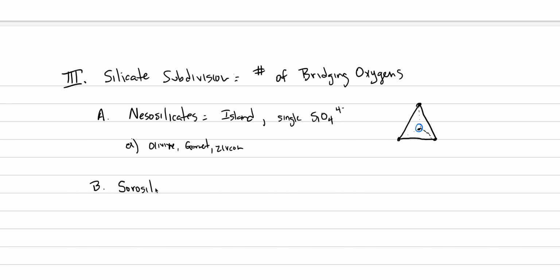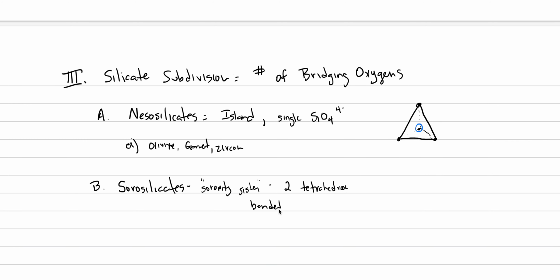Sorosilicates is our next little subdivision to talk about. When I see soro, I'm in a university, I think of sorority and like sisters. And so that's what's going on here, two of them end up being bonded together. Sorority sister is what I think about when I think of this. And so what we have is two tetrahedra bonded together.